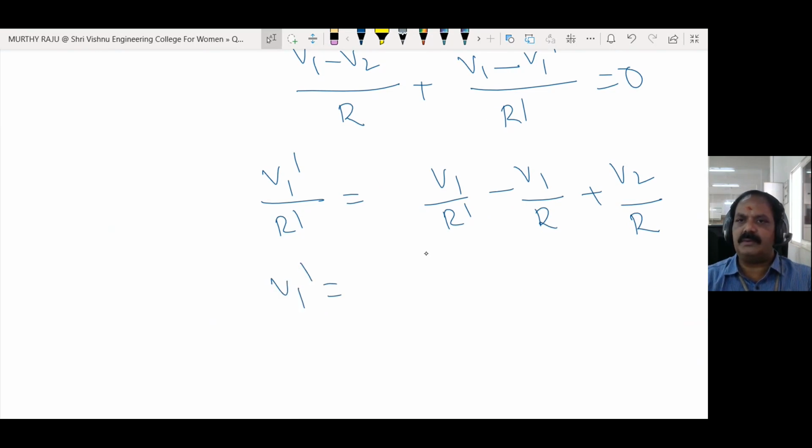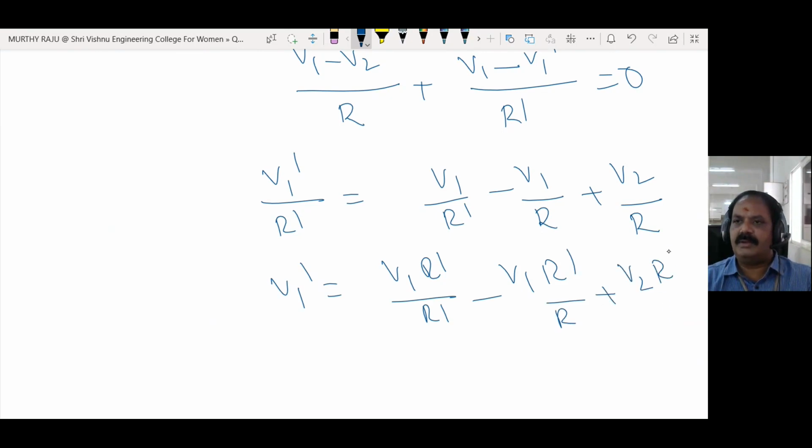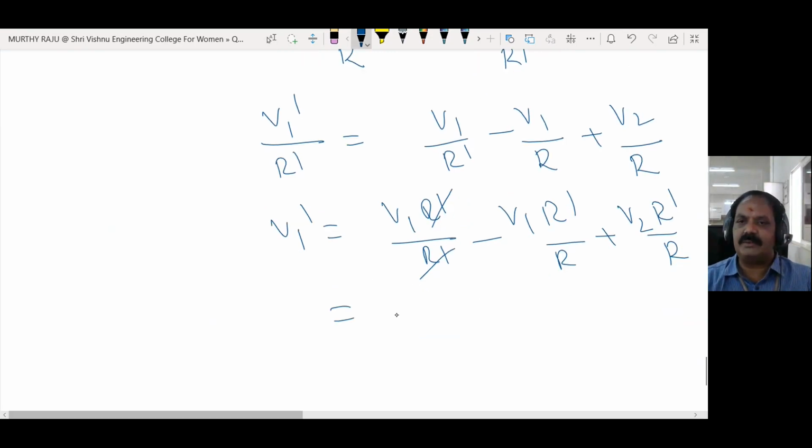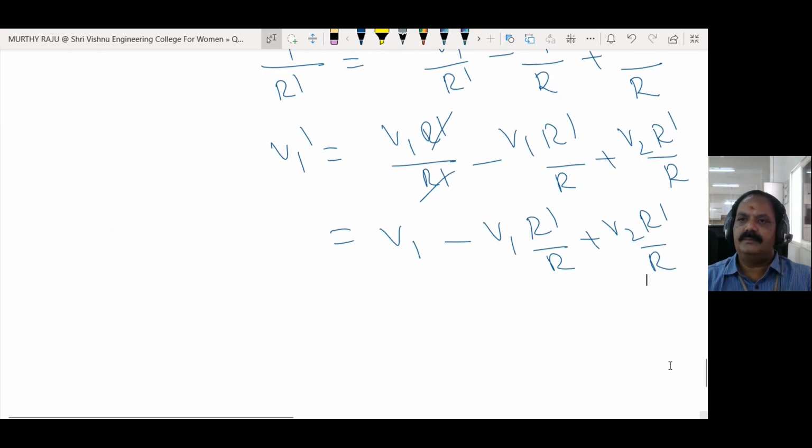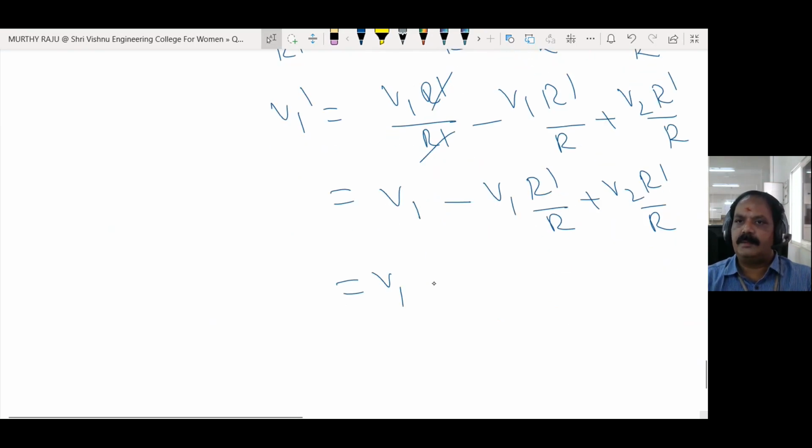Therefore, V1 dash is equal to V1 into R dash by R dash minus V1 into R dash by R plus V2 into R dash by R. Therefore, R dash cancels. Therefore, V1 dash is equal to V1 minus V1 into R dash by R plus V2 into R dash by R. V1 plus R dash by R into V2 minus V1. This is equation number 4.